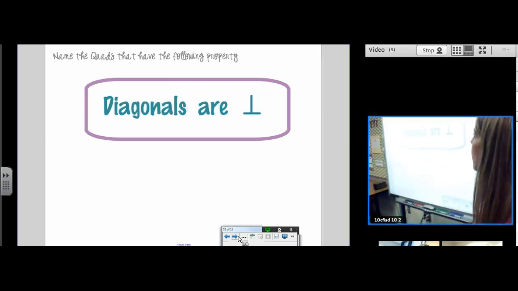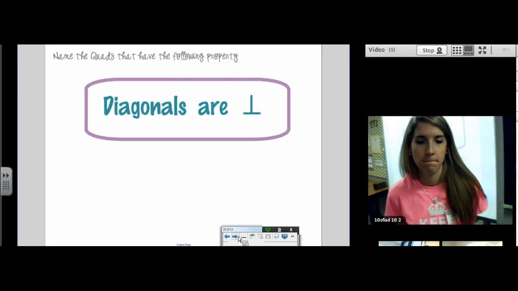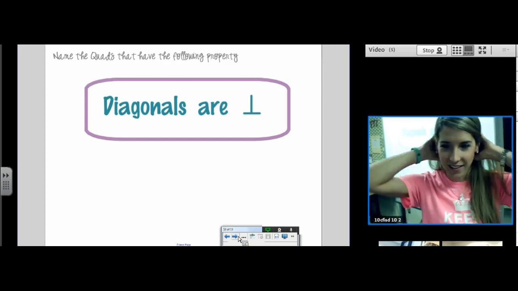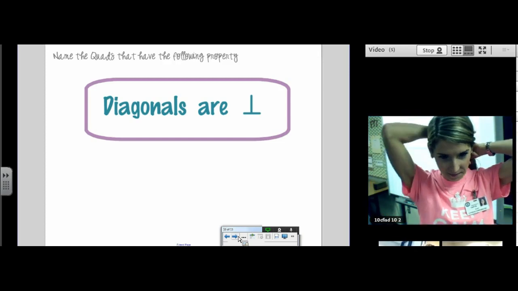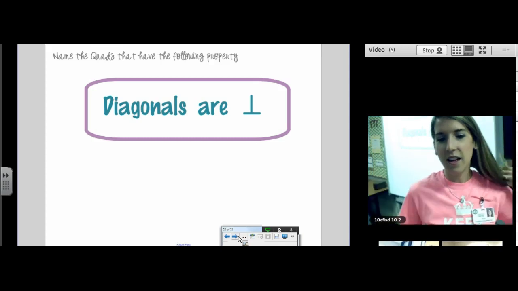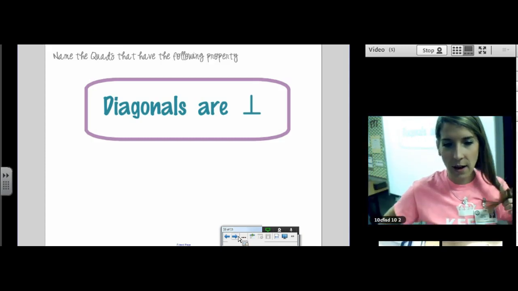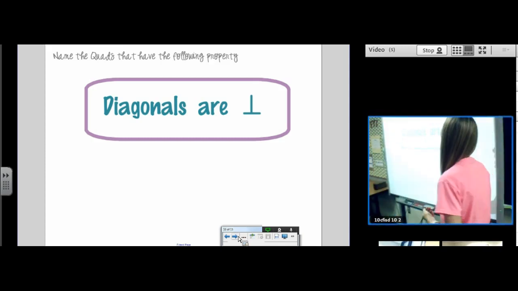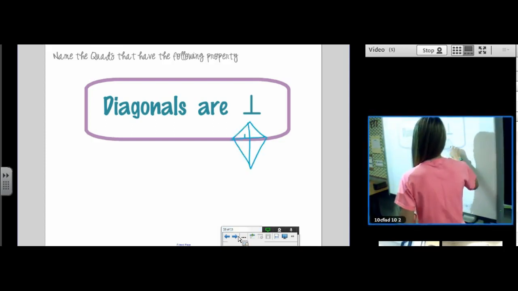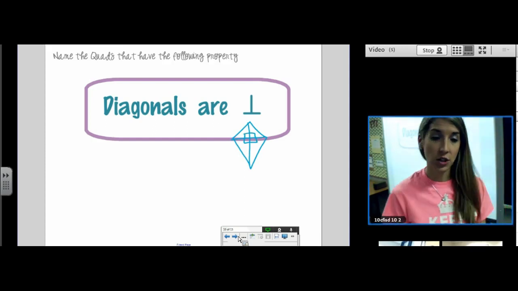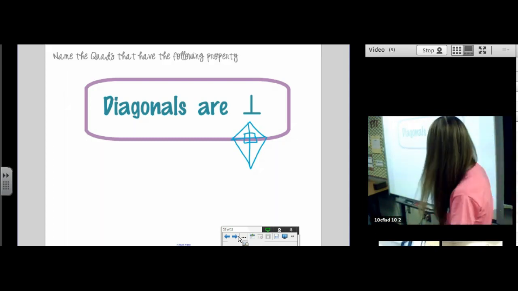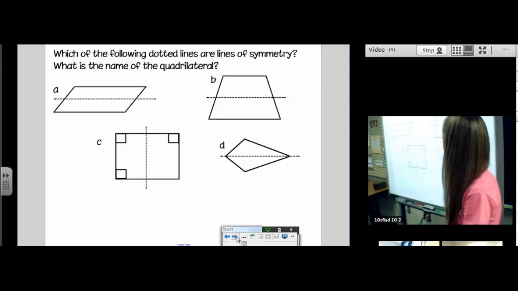Name the quads that have the following property. There's two. Well, no, I'm sorry. There's three. There's totally three. Good. Kite, rhombus, square. So anytime you see any of those figures, it is your responsibility to add the 90-degree angle markings yourself when you see a kite, a rhombus, or a square. Diagonals are perpendicular. It's your job to know that.